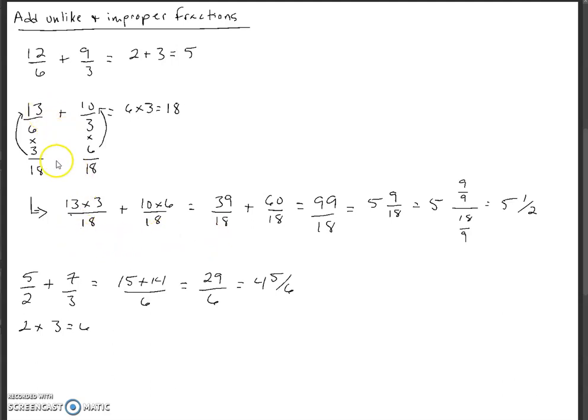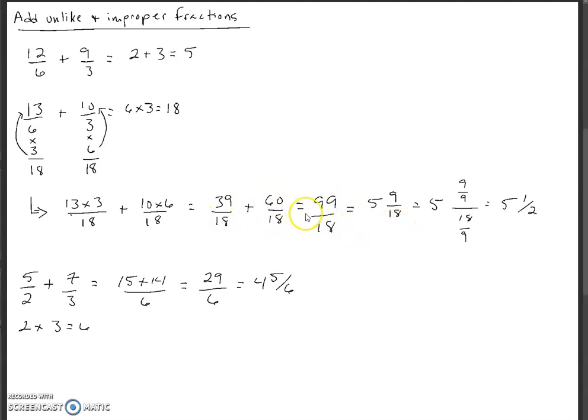So now what we need to do is multiply the numerator by the same factor that gave us 18. In this case, 6 times 3 gave us 18, so we're going to multiply the numerator by 3. In this case, 3 times 6 gave us 18, so we're going to multiply the numerator by 6. So if we take these two over here, 13 times 3 over 18 plus 10 times 6 over 18 gives us 39 plus 60 over 18, which gives us 99 over 18.